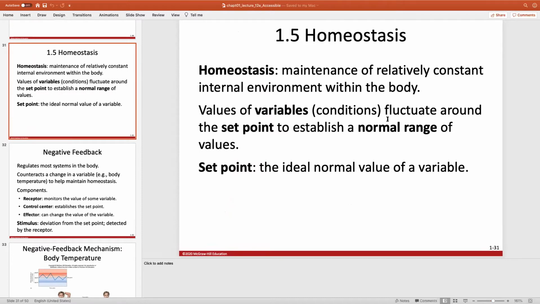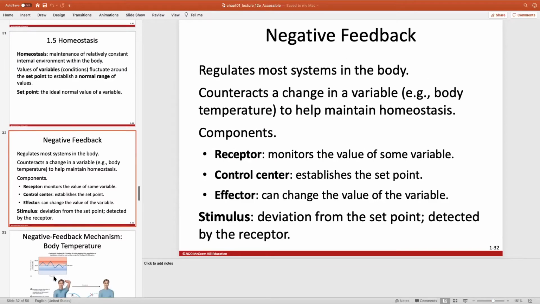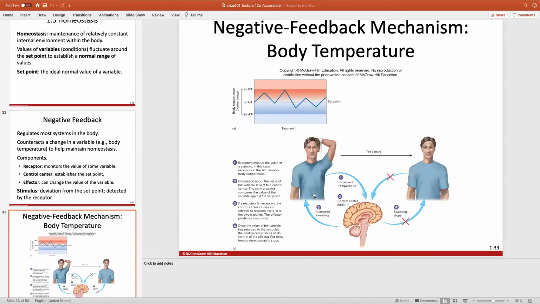Values of variables fluctuate around a set point to establish a normal range of values. The set point is the ideal normal value of a variable. Now, what does that mean? All right, we can use scientific words like this, and it's really hard to understand. So let's break down what we mean by that. The easiest way to understand it is this.